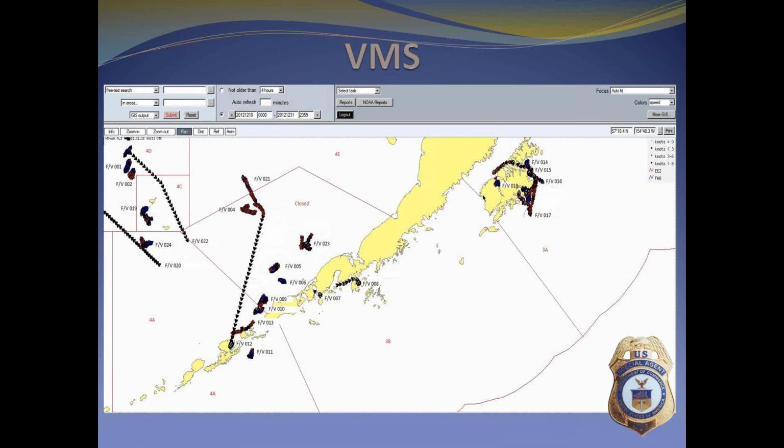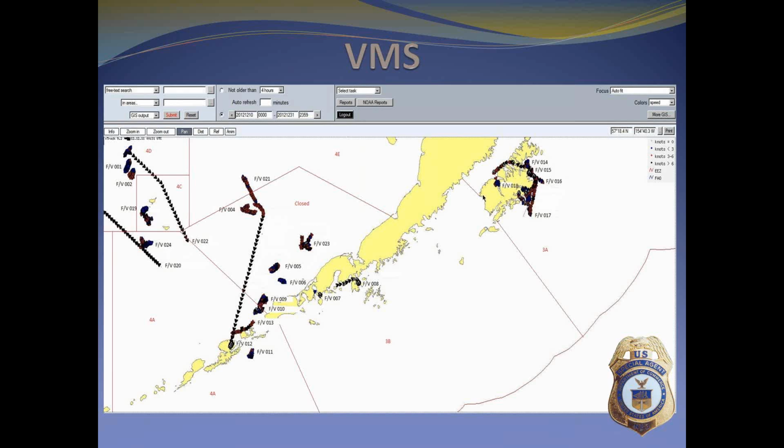Obviously, it doesn't tell you exactly what a vessel's doing, but you can infer by the position reports what a vessel might be doing. It's pretty clear when a vessel's traveling. For example, you can see there's a vessel traveling from the closed area straight into Dutch Harbor, straight line, consistent speed, pretty clear what that vessel's doing.